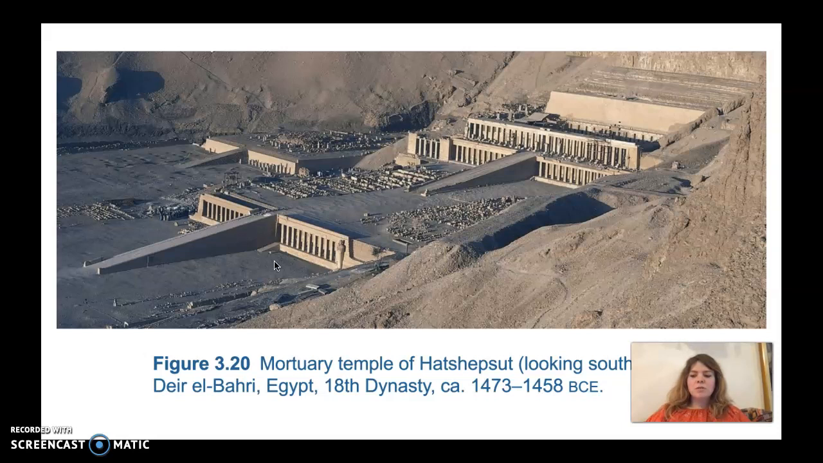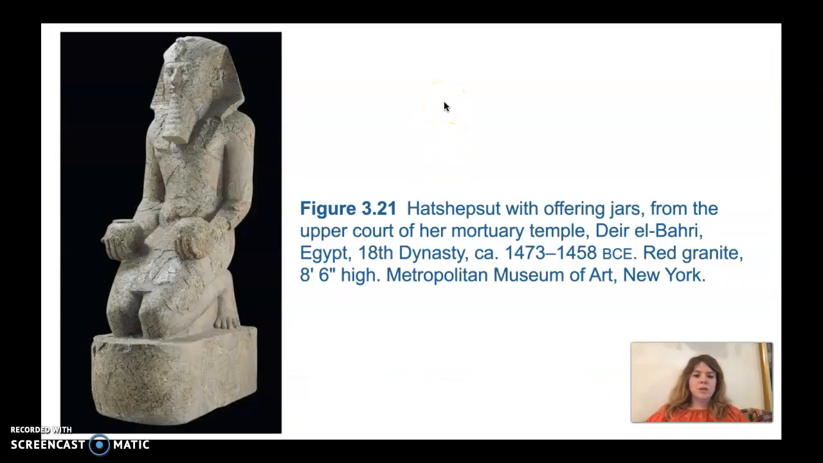And there's a lot of statues of the queen as a sphinx or just as a female pharaoh standing, seated or kneeling. So there's just a lot of sculpture of her, representations of her throughout this complex. So here's an example of Hatshepsut with offering jars from the upper court of her mortuary temple. And this statue suffered the fate of many of the other statues of Hatshepsut, is that it was smashed to pieces at a later date after her death, they believe. And luckily, we were able to put it back together so we could see what it originally looked like.